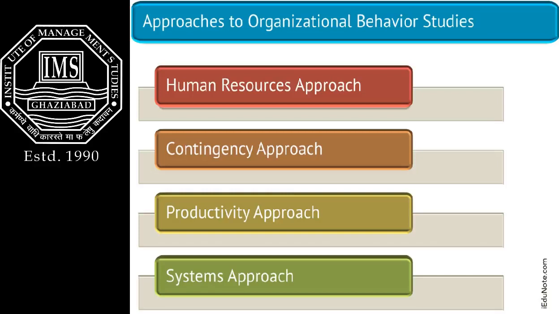In the same manner, organizations work with one particular approach. One particular approach will define the environment, the culture, and the behavior patterns of the people who are working in the organization. So these are the four approaches. Generally, these are the very important four approaches. One is the human resource approach, another is the contingency approach, next is the productivity approach, and the last is the system approach. Now here I'm going to discuss each approach in an elaborate manner.